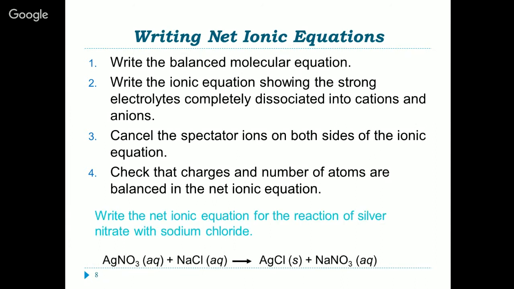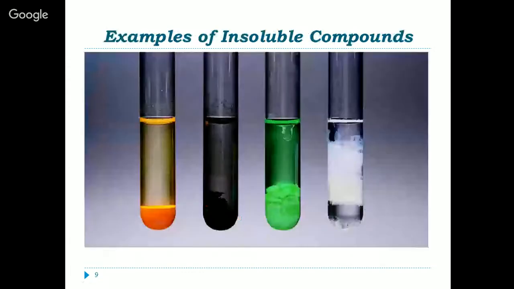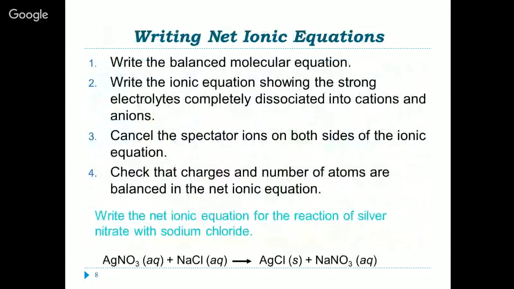So if I was to write out the net ionic equation for the reaction of silver nitrate with sodium chloride, the first thing that you're going to do is check to see that it's balanced. Silver, silver, sodium, sodium, 1 NO3, 1 NO3, 1 chloride, 1 chloride. So we have a balanced equation, which then means that I'm going to separate out the aqueous components.